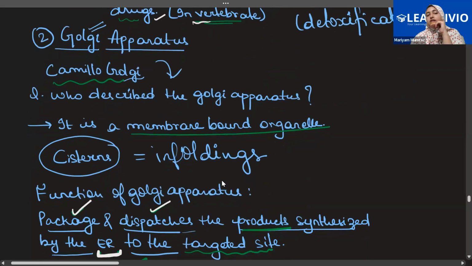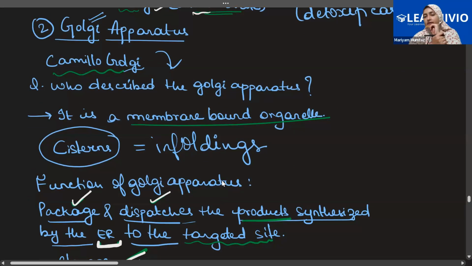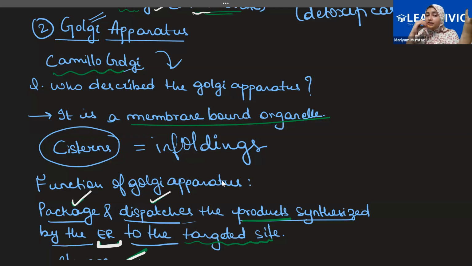Now, talking about the Golgi apparatus, the next cell organelle. The Golgi apparatus was actually discovered or described by a person named Camillo Golgi, and that is why this organelle has been named after him. Now, the Golgi apparatus is a membrane-bound cell organelle. What is the meaning of membrane-bound? Who's going to explain? Ma'am, it is covered by a membrane. Very good. Anything that has a membrane surrounding it is membrane bound, isn't it?